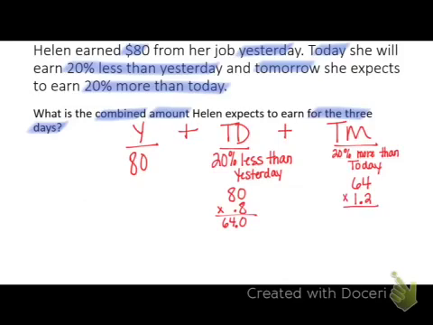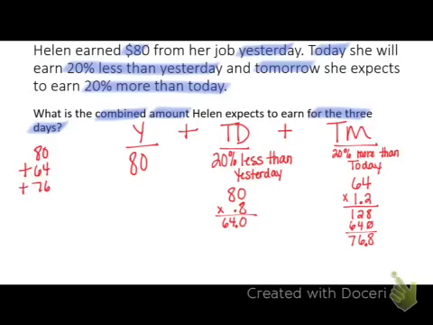2 times 4 is 8. 2 times 6 is 12. Don't forget your placeholder. 1 times 4 is 4, and 1 times 6 is 6. When you add these numbers together, you get that tomorrow she will earn $76.80.